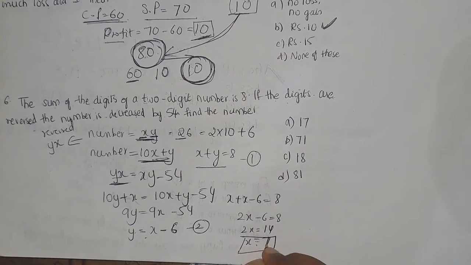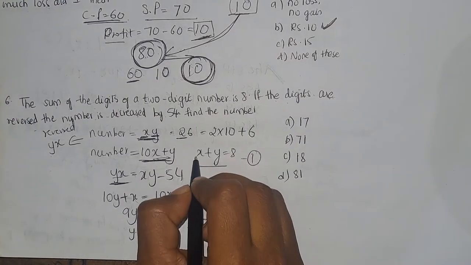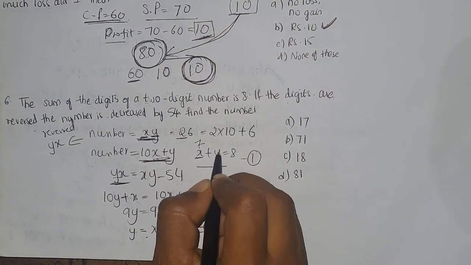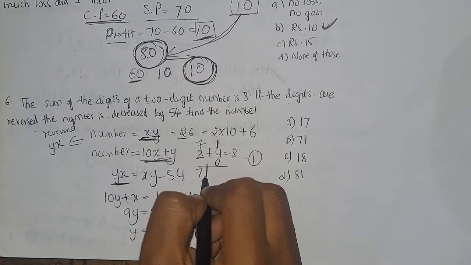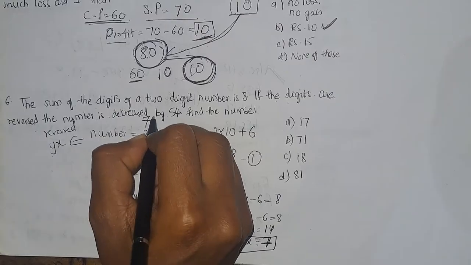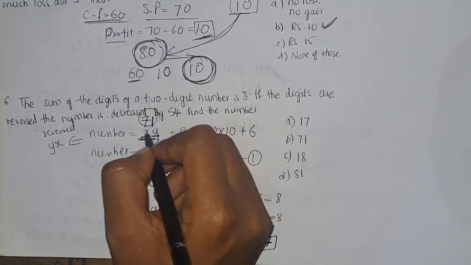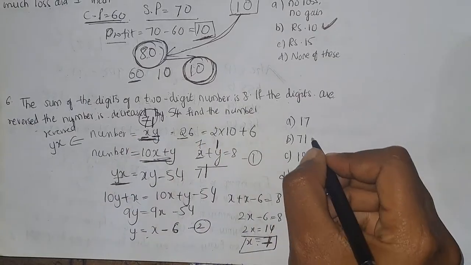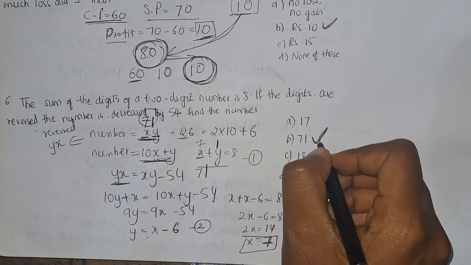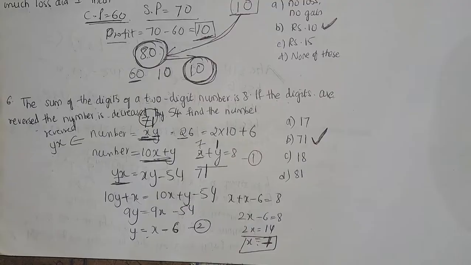So now what will your y be? If x is 7, what will your y be? 1. So 7 and 1. So your number is 71. Okay. I think you got this. So x is 7 and your y is 1. So your answer is 71. So this is all about this question.